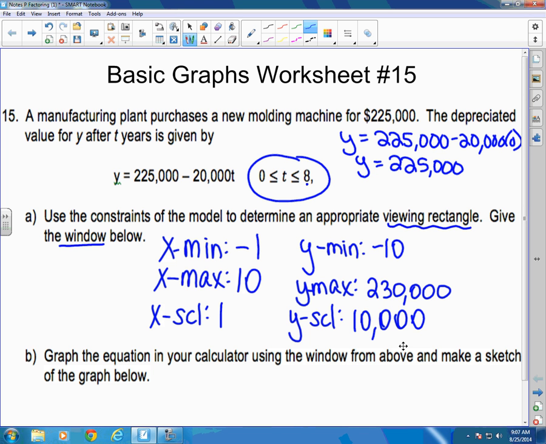So the next thing that you want to do is graph this in your calculator. You have all of the information. You should have the equation in. You don't need to plug in anything that deals with the constraints because we used the constraints in the window. So we have the information in, hit graph, and then you should definitely see the graph that accompanies this equation.